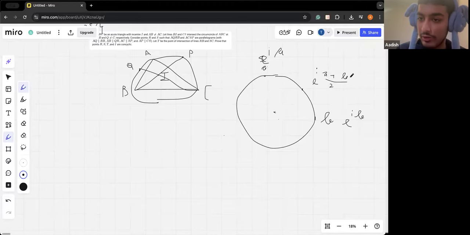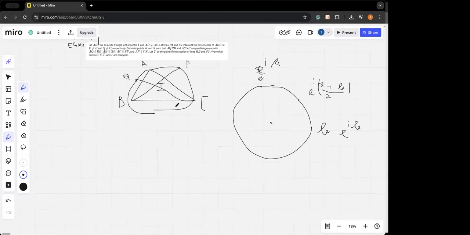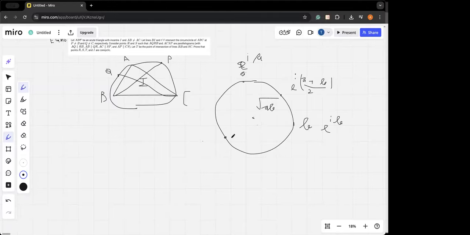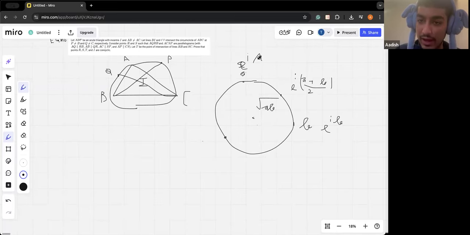I don't have chat open, so just shout at me if you have any questions. And people who already know this can just start bashing. So e to the (a plus b) by 2 is the geometric mean of these two points, so square root of ab. The only issue is that's not quite the case. We have e to the ia and e to the ib. You multiply them, you get e to the i (a plus b), and the square root is e to the i (a plus b) by 2.